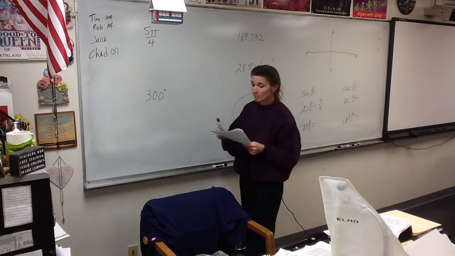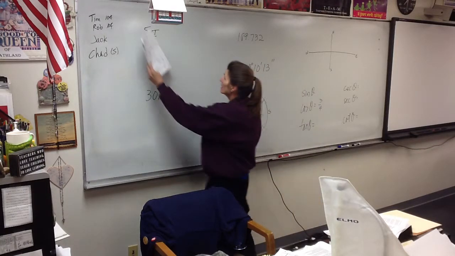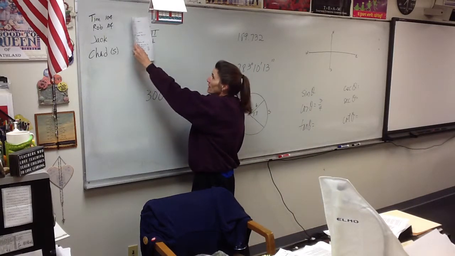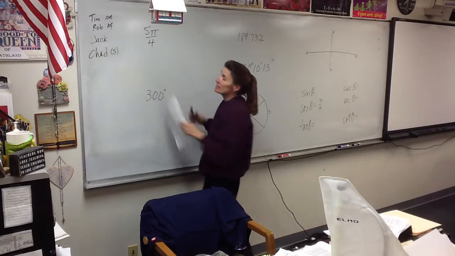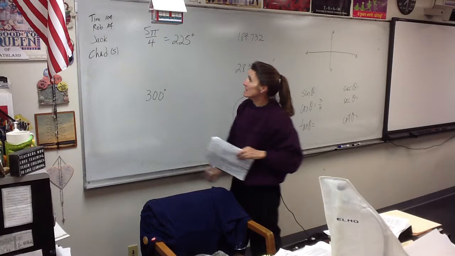So we'll get started. Number 1, we're going to change this to degrees. You've done this a zillion times. Pi is 180, divided by 4 is 45, times 5 is 225. That's all you have to do. That's the answer to the question.